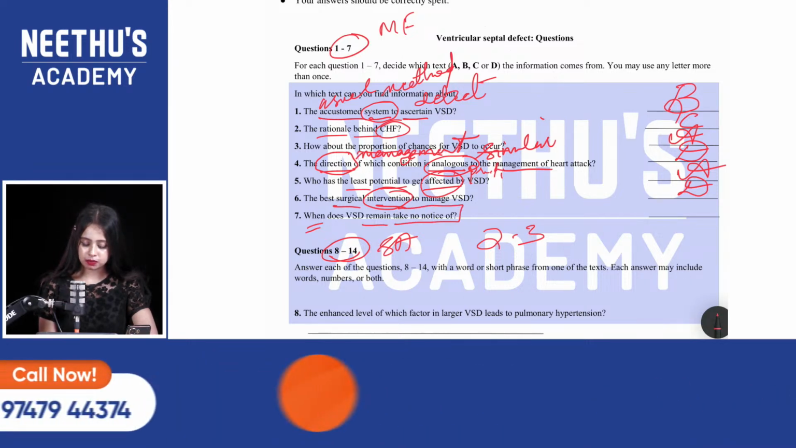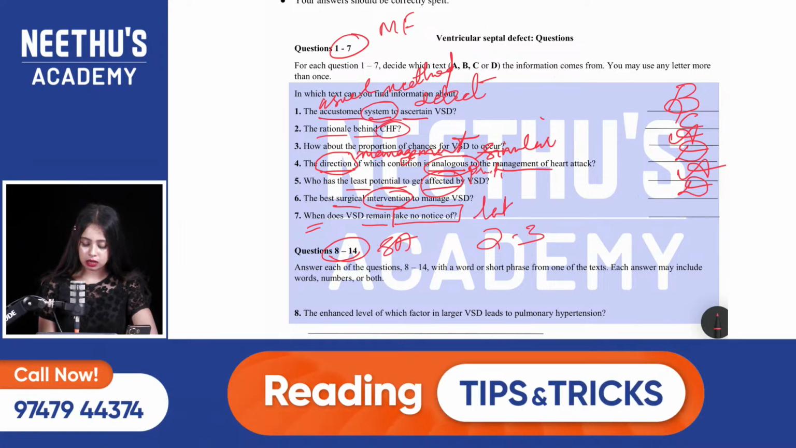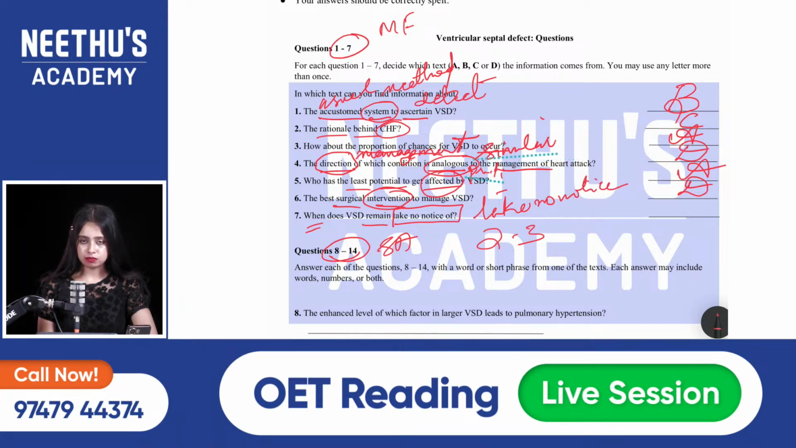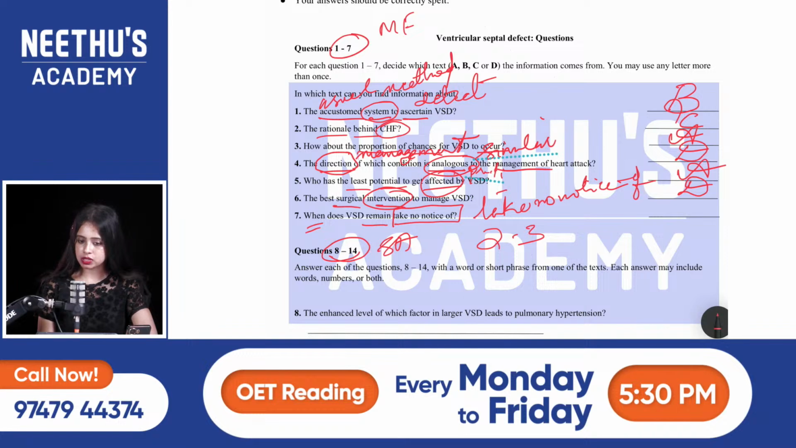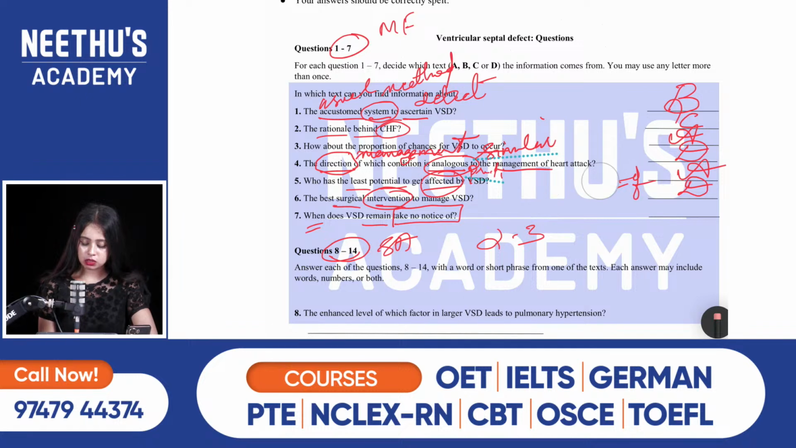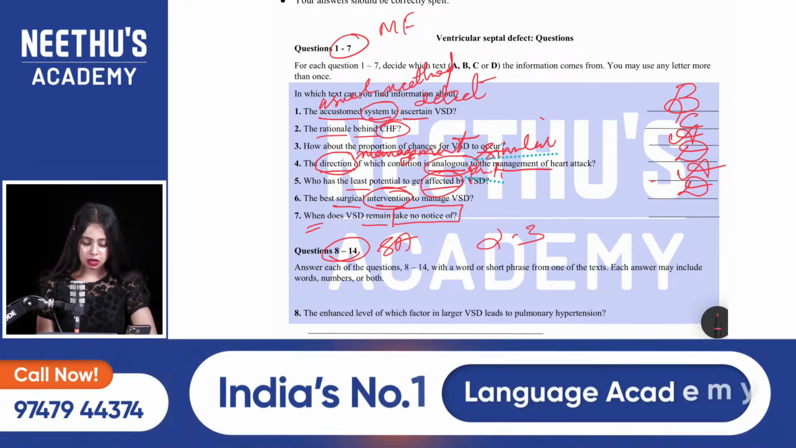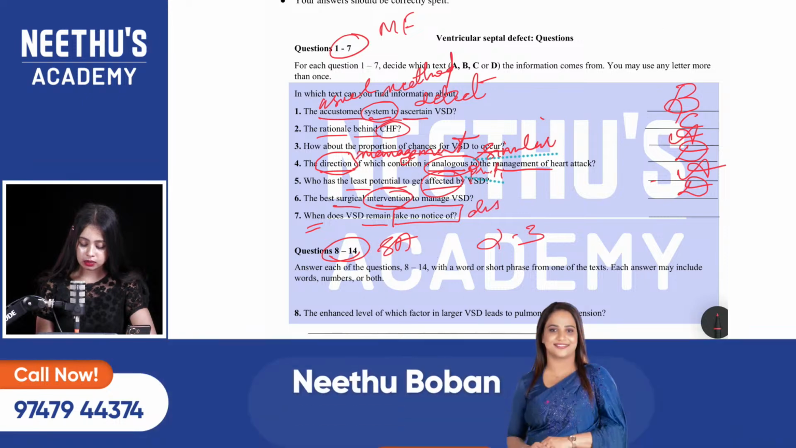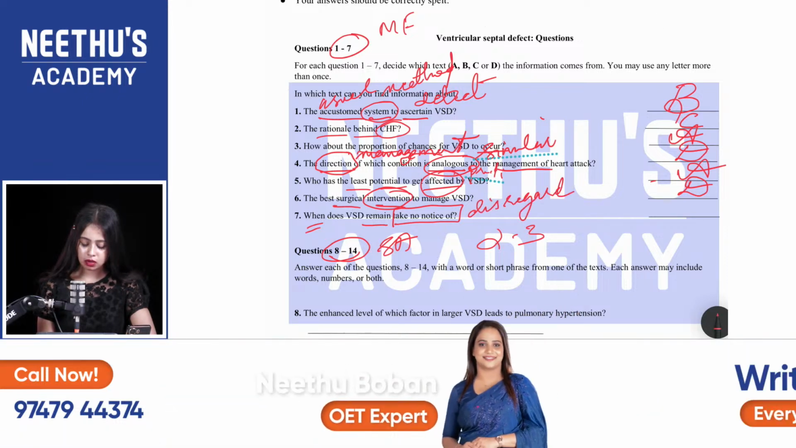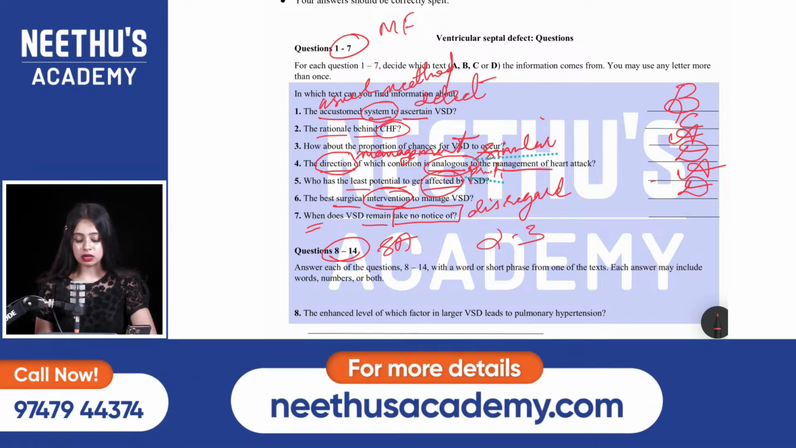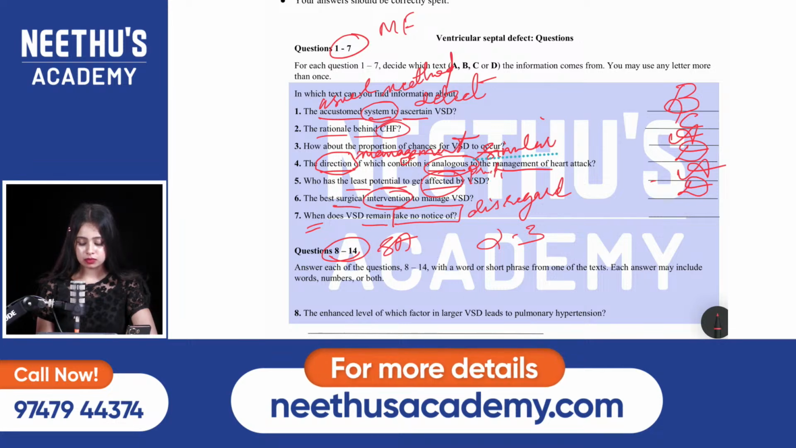Actually, this is a phrase. Take no notice of. It is used with 'of'. What is the meaning of the phrase? Any idea? Is it A, Amy? Take no notice of means disregard. So simply I can read it like, when does VSD remain disregarded? That is the answer.